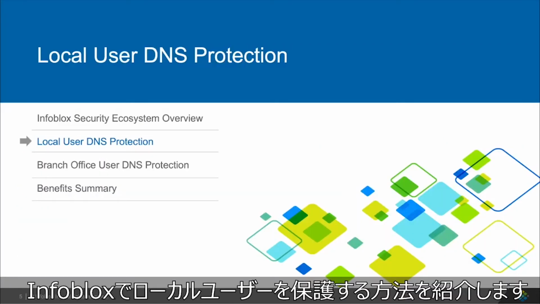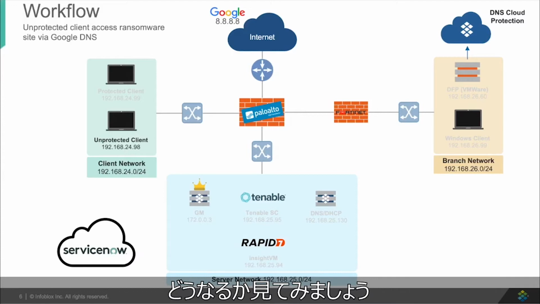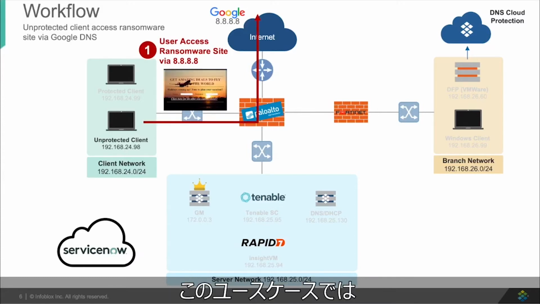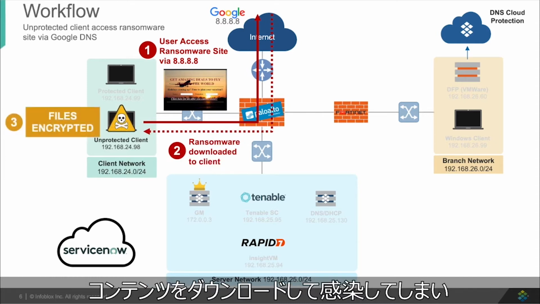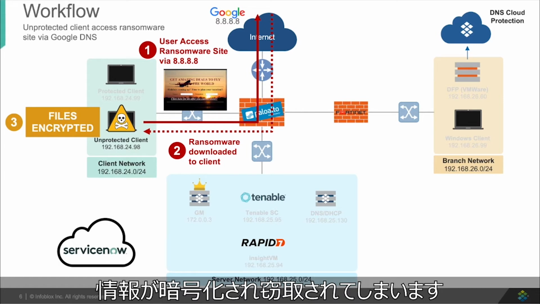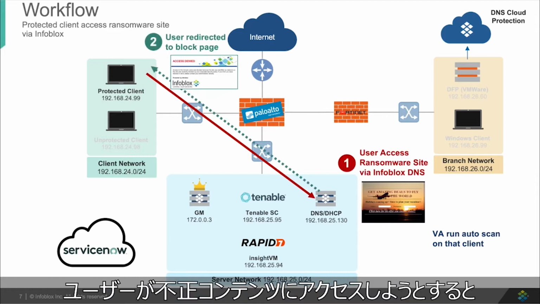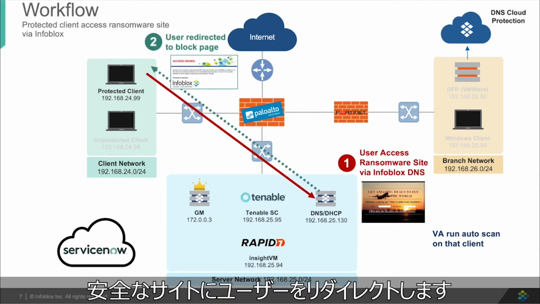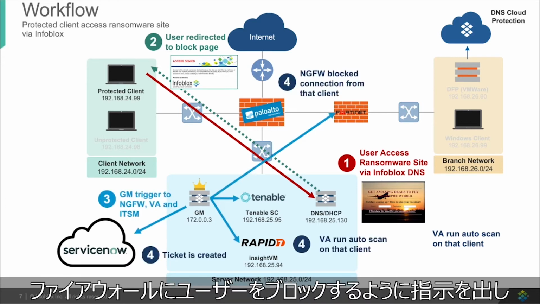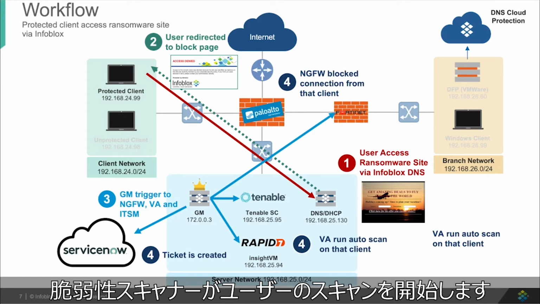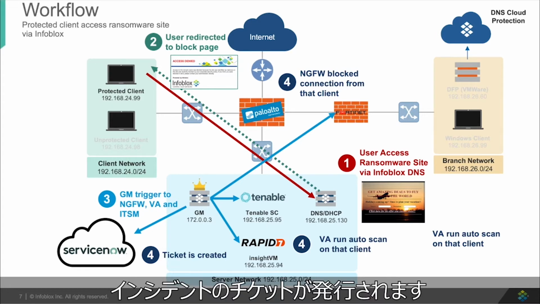Now let's walk through how Infoblox can protect your local users. First though, let's see what happens when you're not protected by Infoblox's DNS. In this use case, when a user tries to access a malicious site from the internet, they may download content that then gets them infected with something that steals information by encrypting it. However, with Infoblox as the DNS, you can redirect users when they try to access the malicious content to a safe site, which will trigger Infoblox's ecosystem to inform your firewalls to block the user and vulnerability scanners to start scanning the user for vulnerabilities, and at the same time provide your security and IT team with tickets about what just occurred.